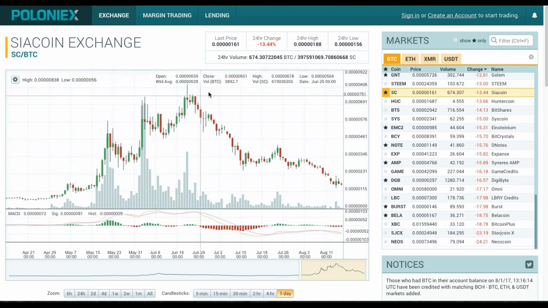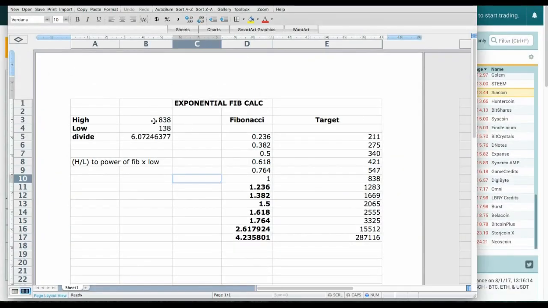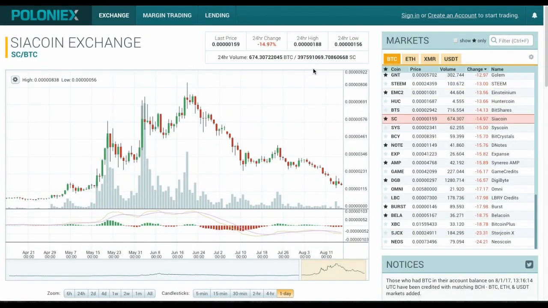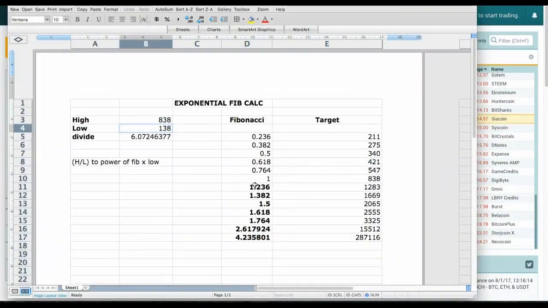Blue sky thinking, let's do some quick, where could it go if it breaks through this high of 838? Well, let's just presume for now that this low here of 138 is the low, and we'll take the high here of 838, obviously, and you pop that into the exponential Fibonacci calculator, and you get a few key points. So the first key point, you'd be looking at the psychological barrier, definitely the psychological barrier of 1,000. That'll be a key point for sure. But moving up from there, the 1.236 of 1,208, the 1.382 of 1,669, the 1.5 of 2,000. You can have a 2,000 psychological barrier.